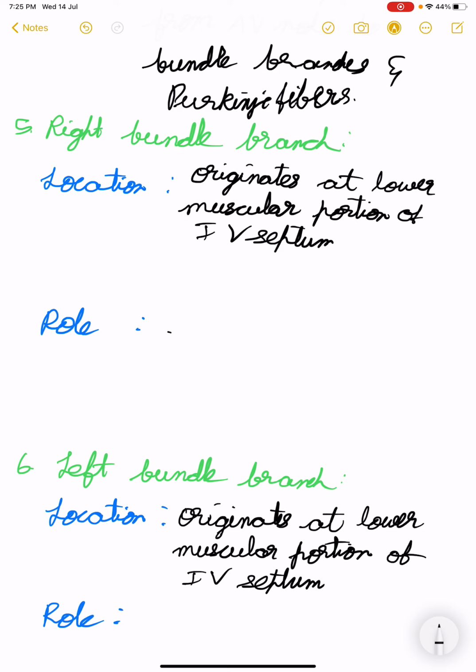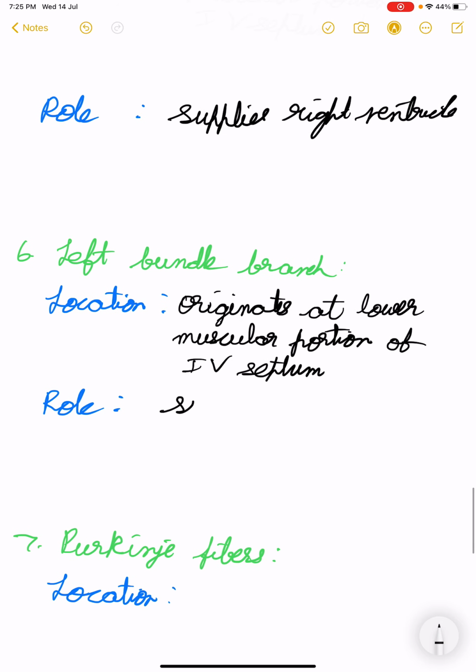What is the role of the bundle branches? The right bundle branch supplies our right ventricle. Our left bundle branch supplies the left ventricle, that is through our anterior and posterior branches.